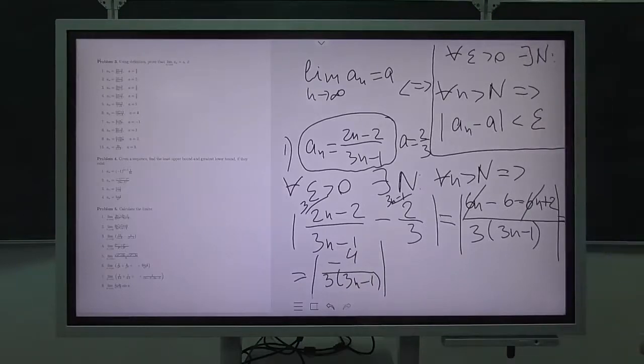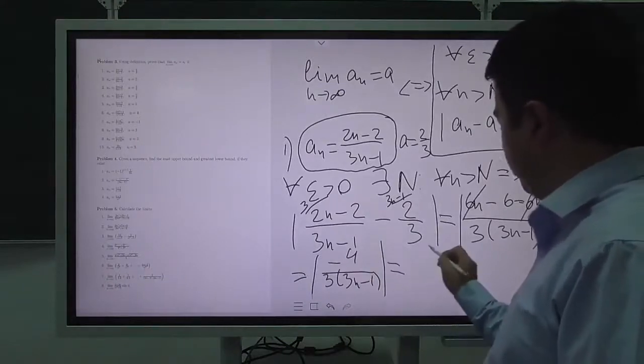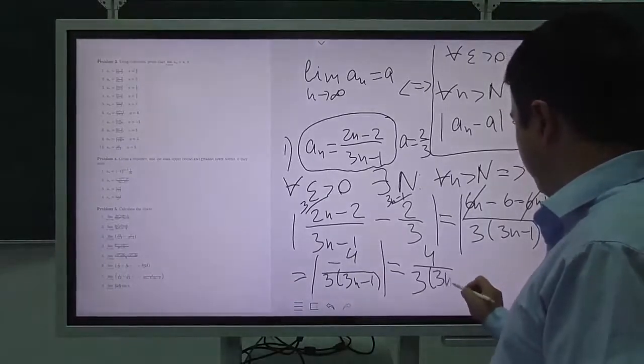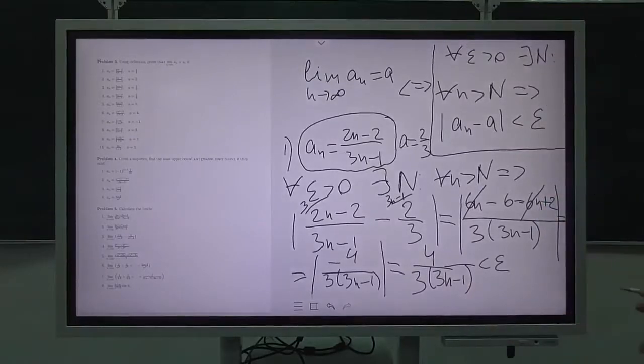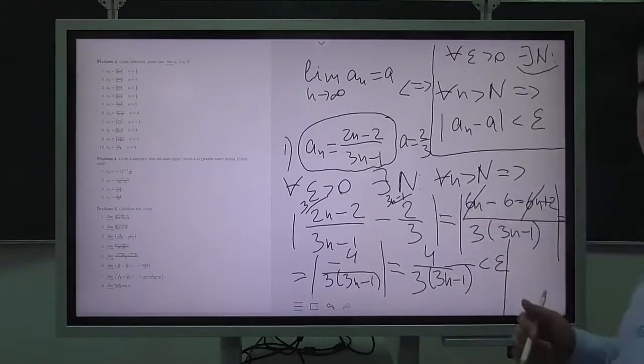So this is less than epsilon. So we can write here just 4, because this is absolute value, over 3 times 3n minus 1 less than epsilon. Now we need to find this number, and there exists such kind of n capital. So if we continue here, we can find n with epsilon. And it will be our capital N.